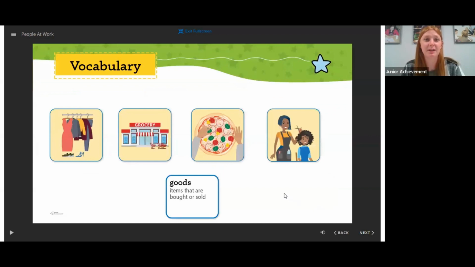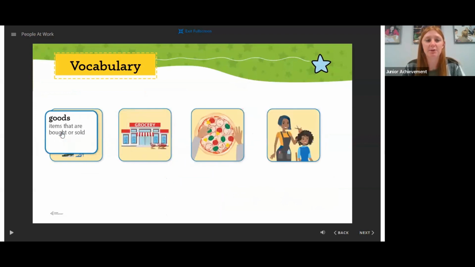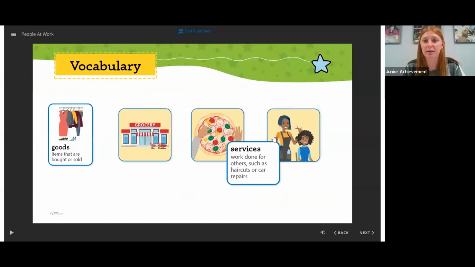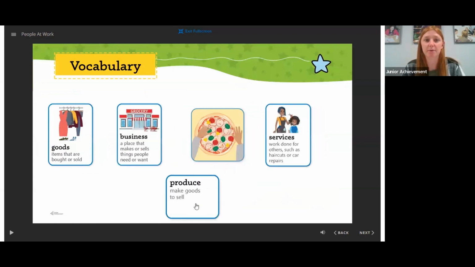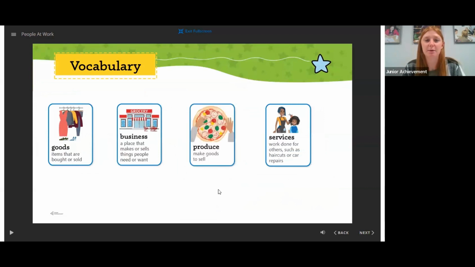This vocab is a drag and drop activity. So again, I would call someone to the board and say, okay, a good is an item that is bought or sold. From this picture, which one do you think represents a good? They're going to drag and drop this to whichever one they feel is correct. Have someone else come up for service, someone else come up for business, and someone else come up for produce.